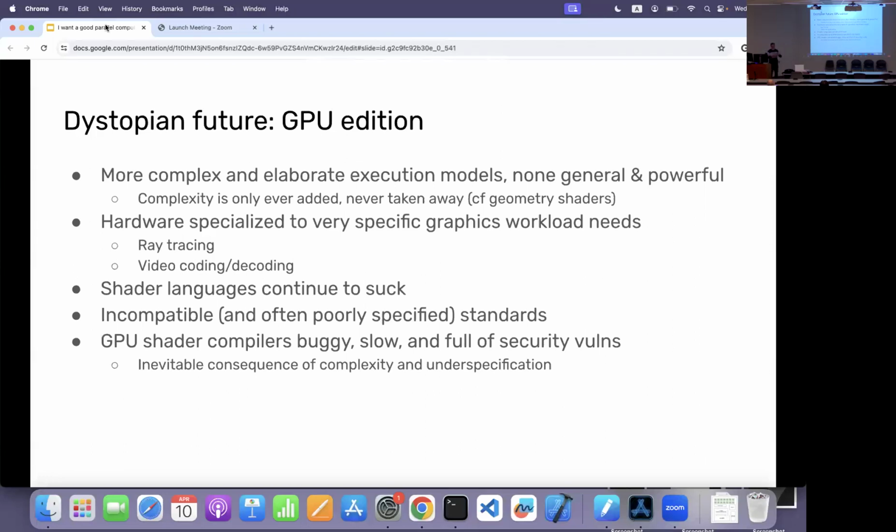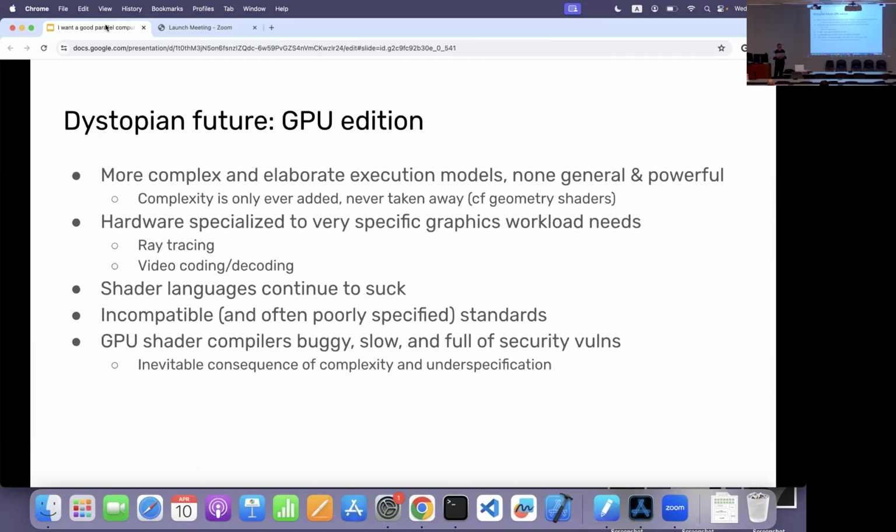Of course, then we get into the problem of the tooling. And so maybe we never really get a good shader language. And the other problem is that there are incompatible standards. On Mac, there's Metal. On Windows, there's D3D12. On Linux and Android, there's Vulkan, and they're not compatible with each other. There are translation layers, but those are leaky.